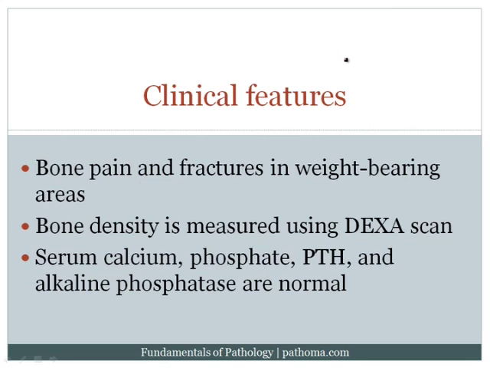And very high yield to note that in this particular disorder, the calcium, phosphate, PTH, and alkaline phosphatase are all normal. There will be no abnormal labs in this disorder. And that's very high yield because having normal labs helps to distinguish this disease from osteomalacia, which can present in a very similar way, but would be due to a vitamin D deficiency.